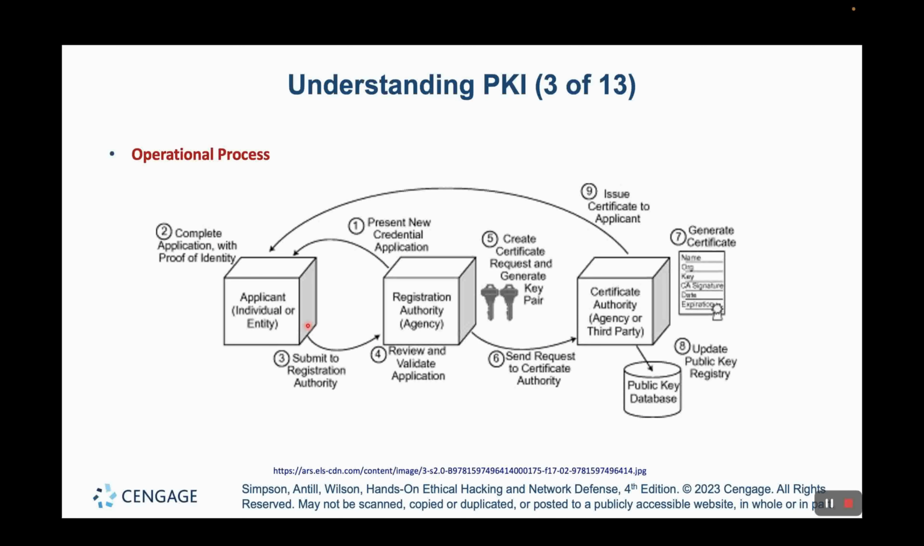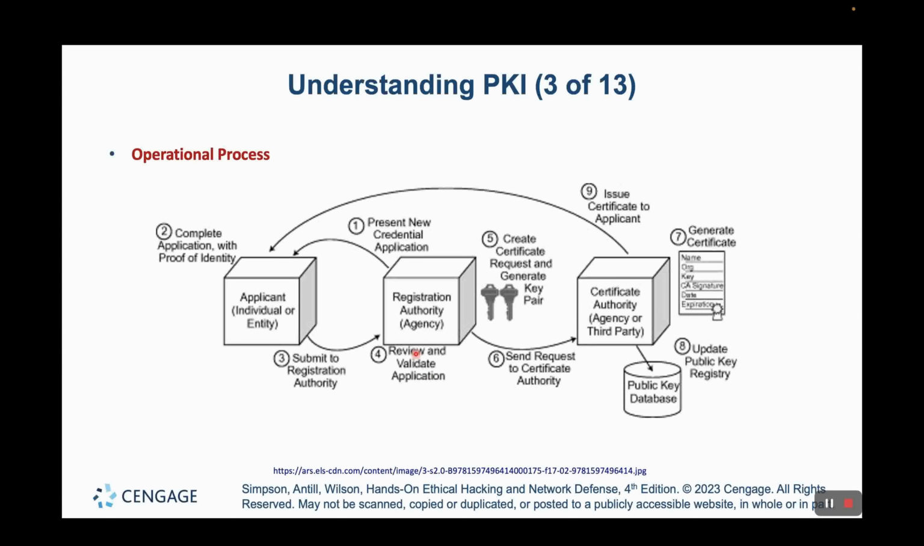Now, let's take a look at the operational process of it. First of all, the registration authority agency has its own application. So the applicant will need to access the application, and the applicant or the individual needs to complete the application with a proof of identity. Then they need to submit this to the registration authority right here. So in this case, the registration authority needs to review and validate the application.